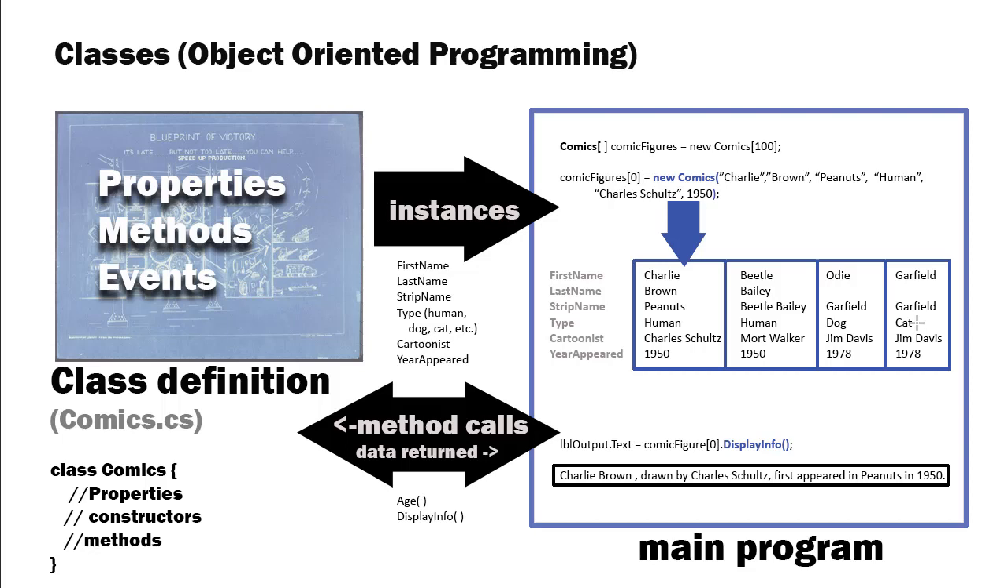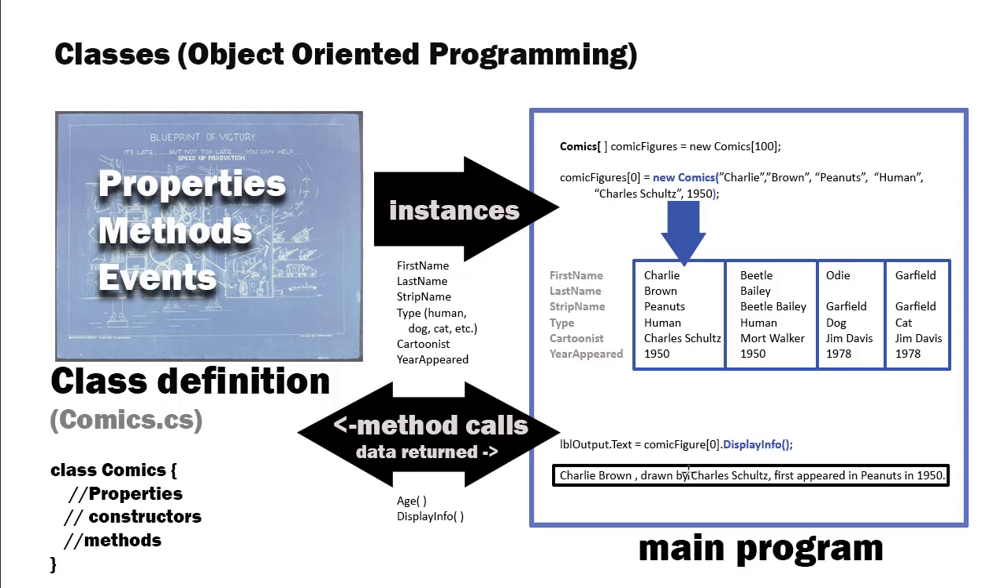Then if I wanted to call a method out of that class, I might have a label called LBL output. I'm going to set the text of that equal to comic figure sub-0, that's my Charlie Brown instance, dot display info is the method that I created in the class. And that method then returns a string, puts it in LBL output.text that says Charlie Brown, comma, drawn by Charles Schulz, comma, first appeared in Peanuts in 1950. So that is how classes work.